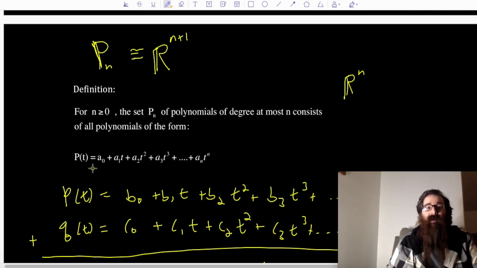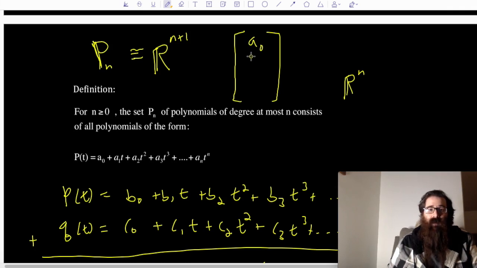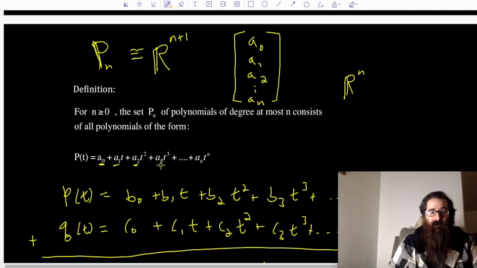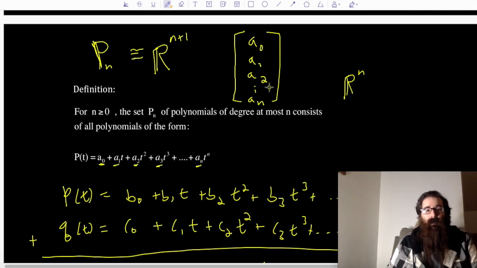So we could assign this polynomial to a vector. How would that vector look? Well, I need to know the constant term a sub 0. I need to know the coefficient on t, a sub 1. I need to know the coefficient on t squared, a sub 2, so on and so forth. And then I need to know the coefficient on t to the n, a sub n. So all I need to know are these constants and coefficients, right? And if I know what those are, then I can build the polynomial myself, right?